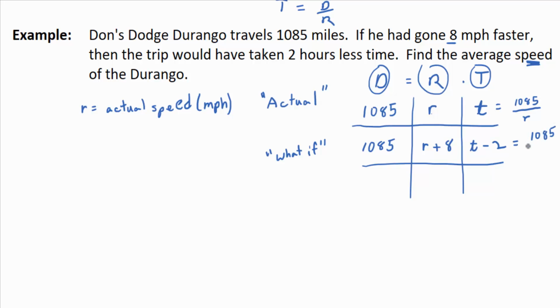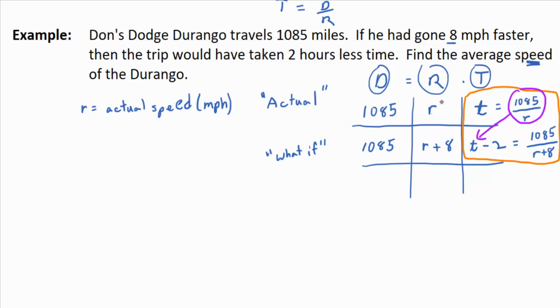1085 divided by r plus 8. Does everybody see that? Stare at that for a minute. And so really what I'm doing then is I'm thinking of this as my system of equations. And the reason it's easier to think of it this way is that top equation is already solved for t, isn't it? And so then it's just a substitution. Plug this guy in here, and then you got everything in terms of r, and you have one equation.